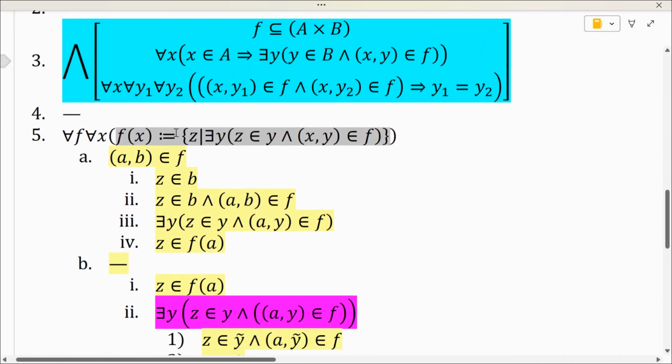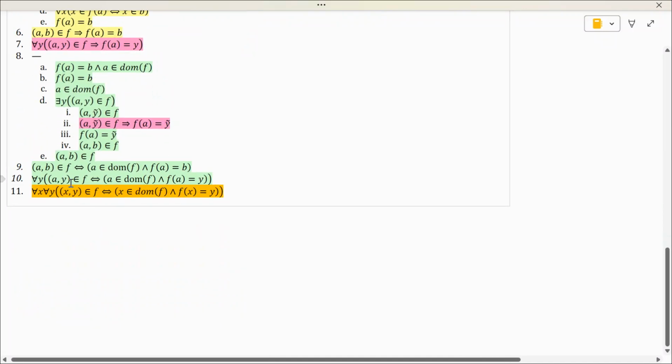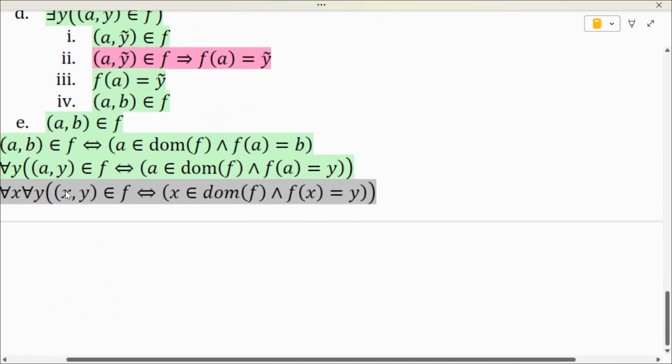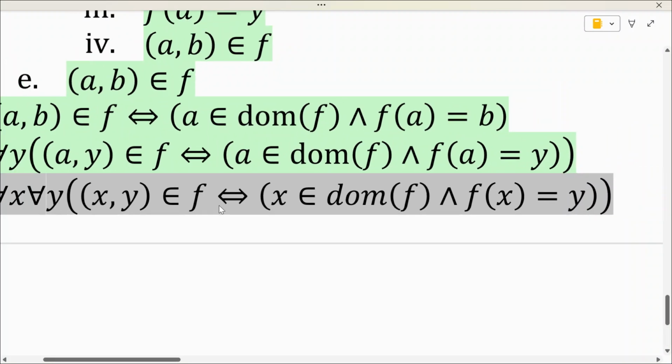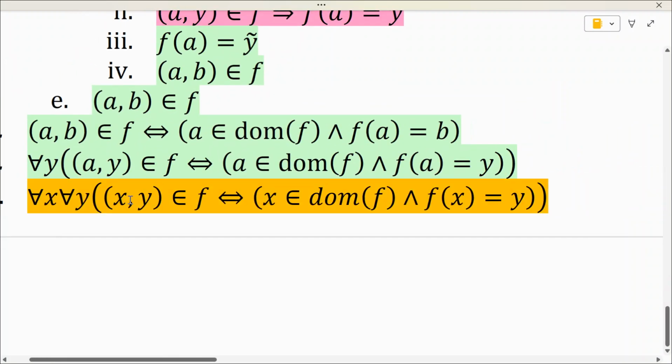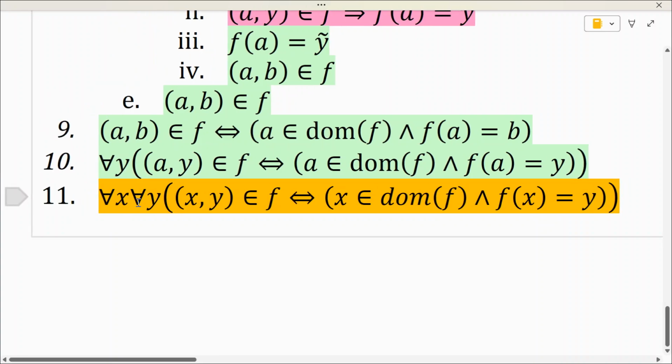So what are we trying to establish here? We want to establish that the notations are equivalent. So x comma y is in F if and only if, well, we must ensure that x is in the domain of F. This notation by itself does not ensure anything, so we must include this. This is our goal. This golden line is our goal.